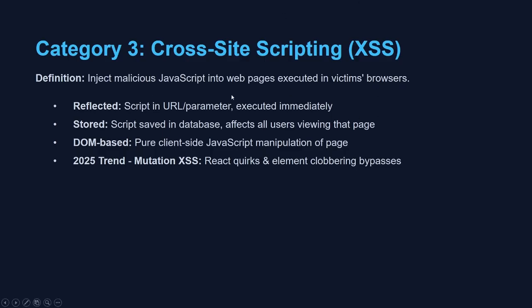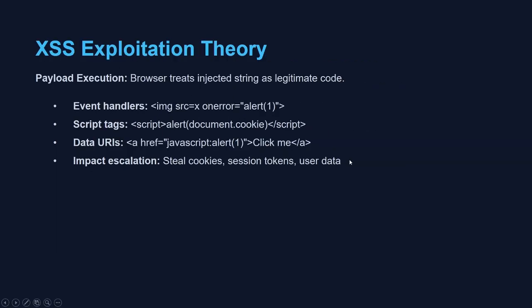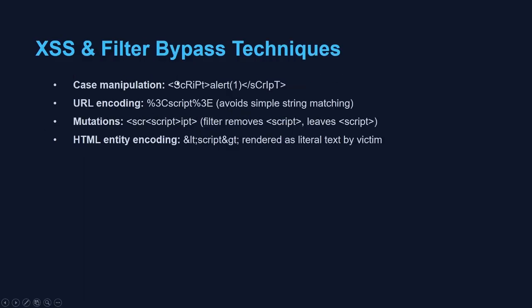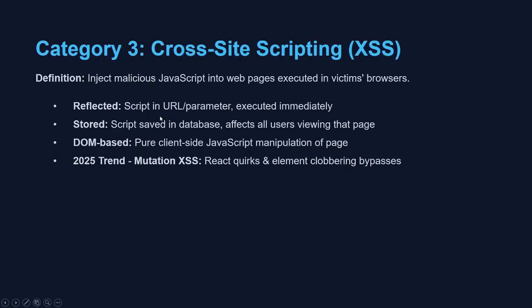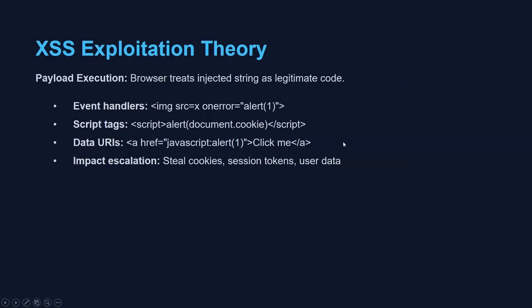To understand cross-site scripting, we have to understand what JavaScript is and how it works. If you don't know JavaScript or how it works, it's very hard to understand this one. It is an attack that uses the script command in the URL or a parameter in the body and executes it immediately. It can be reflected, or stored in a database and affect everyone who views it. Like, this is the theory: the browser treats injected strings as legitimate code.